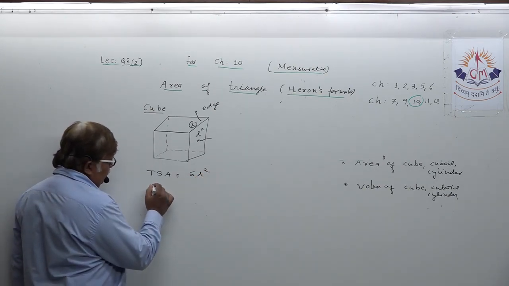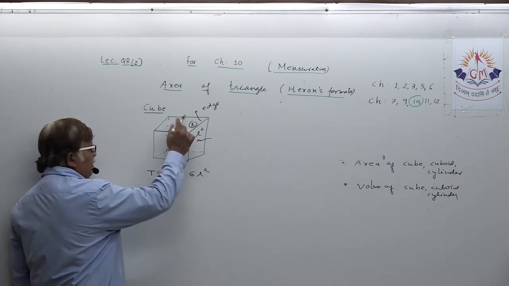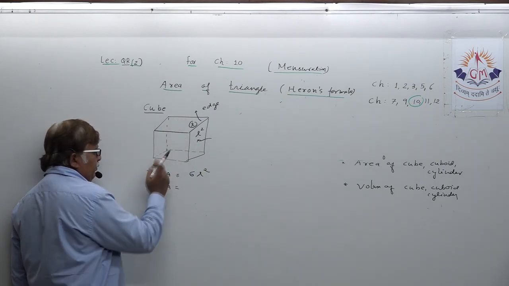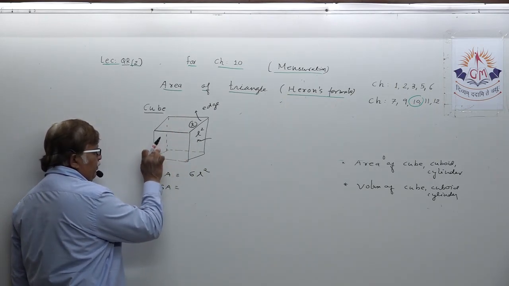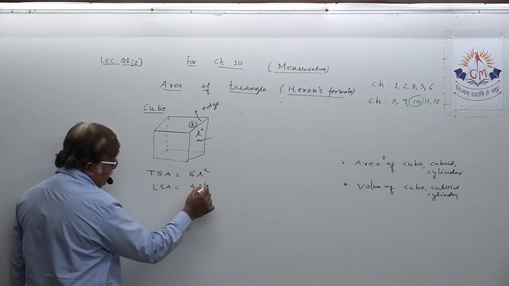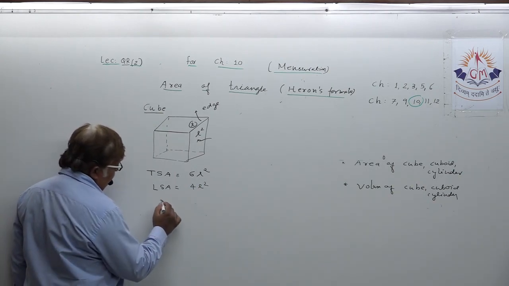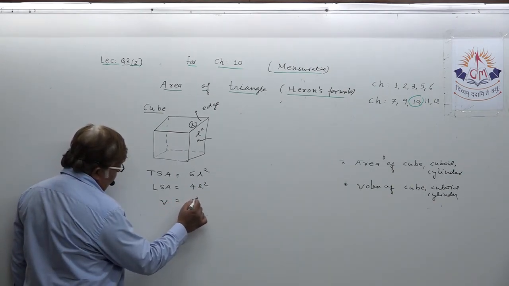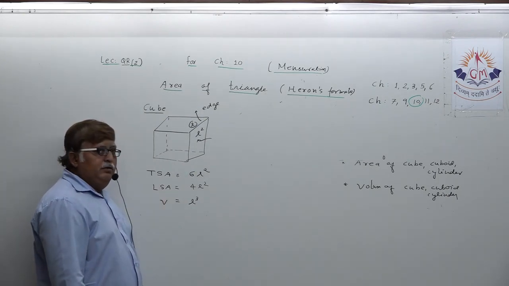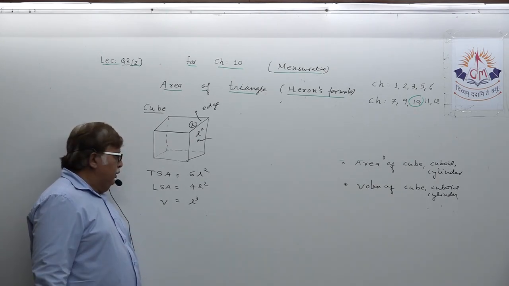If you want to find lateral surface area, it will not include the top and bottom. It will only include front face, back and two sides. So you can write 4L square. If you want to find volume of cube, what is the formula? L cube.